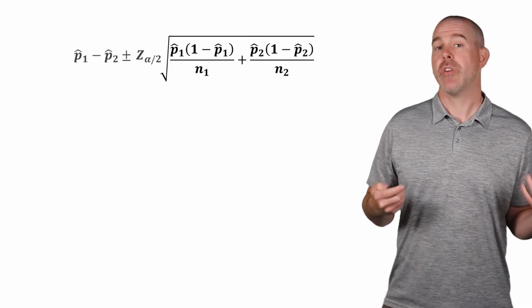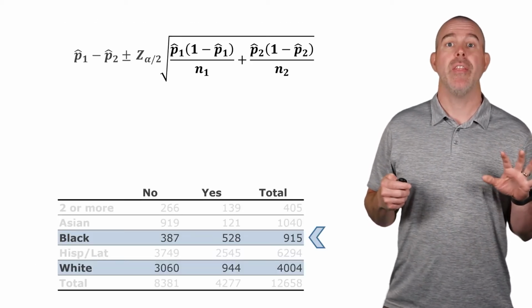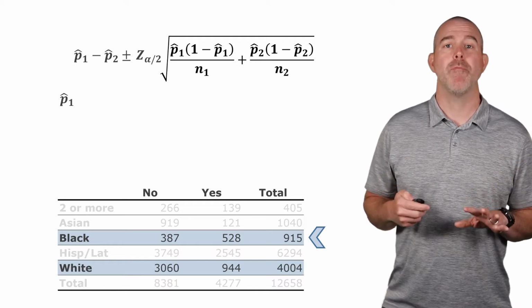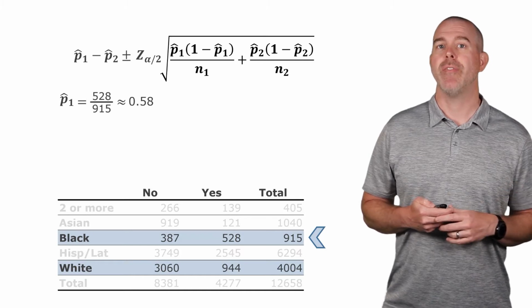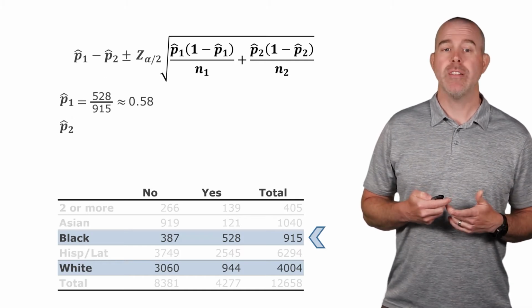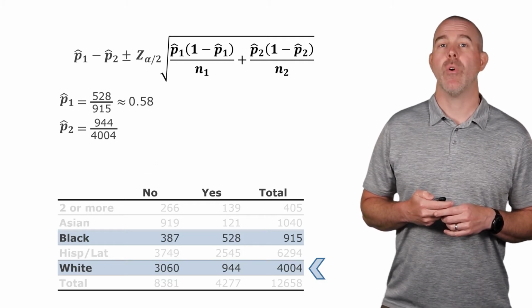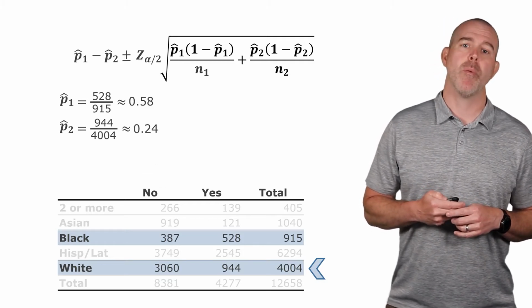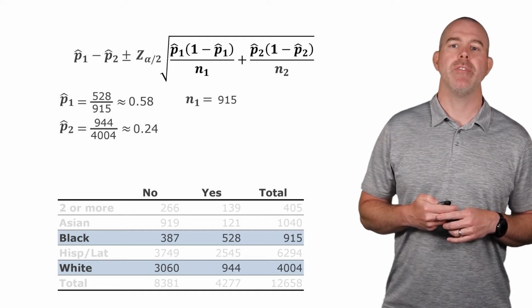All right, let's try that for this example. Here's our data. Let's pull in the numbers for the Black students. So we have p1 hat, that'll end up being 528 over 915, about 58%. For the white students, p2 hat, that'll be 944 out of 4,004, about 24%. We have the sample size for the Black students, that's 915.